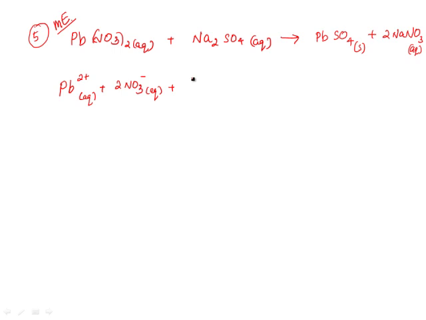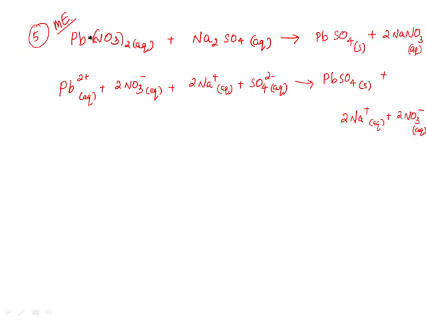What are the ions? 2Na+ and SO4 2-. Good, we are done with the left side, going to the right side. PbSO4. Do I touch PbSO4? No, it is a solid, so write it exactly as it is. Don't do anything. Plus, how about NaNO3? 2Na+ (aq) and 2NO3- (aq).